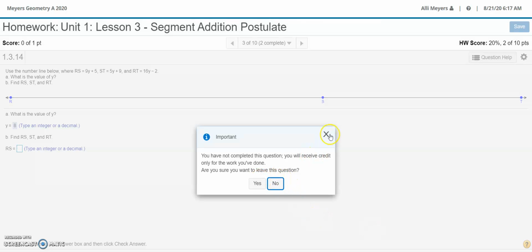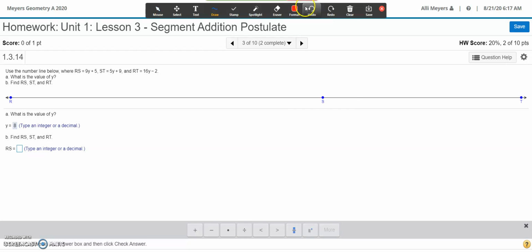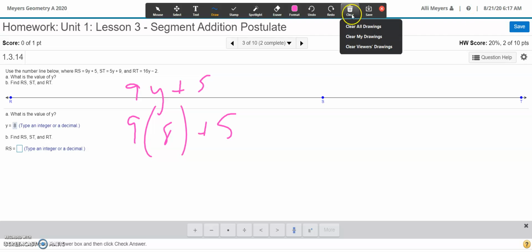Oh, whoops. Didn't complete the whole thing. All right, notice there's a second part. Thank you, MathXL. How long is RS, ST, and RT? Well, now that you have y, you can figure that out. So RS is the 9y plus 5. So I'm just going to plug in my y value, 8, into that expression and do 9 times 8 plus 5. So that would be 77.